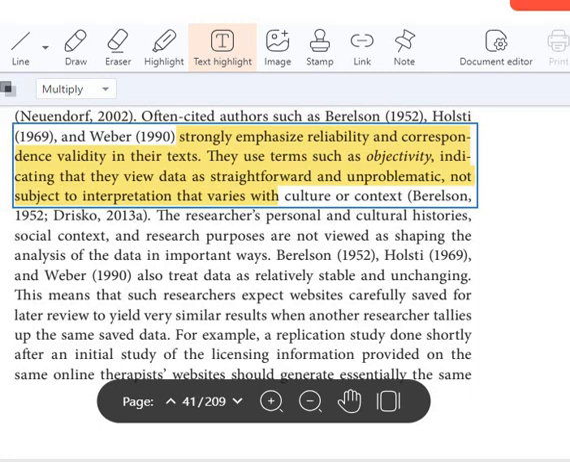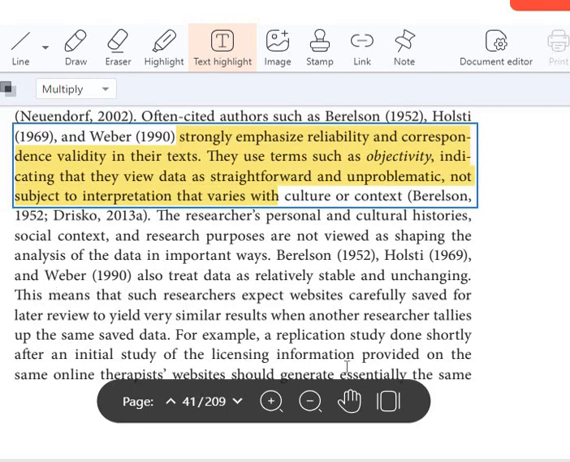Data here is so direct, so simple, so unproblematic, and the researcher does not hesitate in presenting them because he doesn't have to interpret them. He just presents them in statistics. So the researcher's personal or cultural history, social context, and research purposes are not viewed as shaping the analysis of the data in important ways. So that's why it is objective.